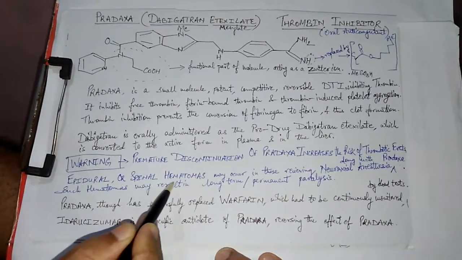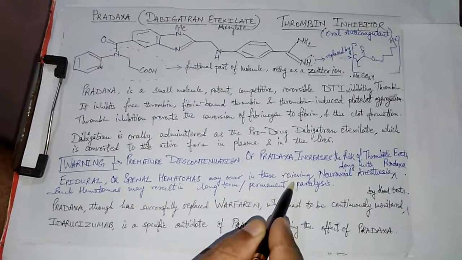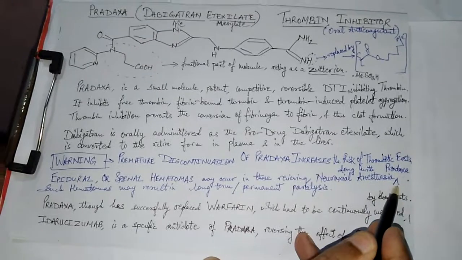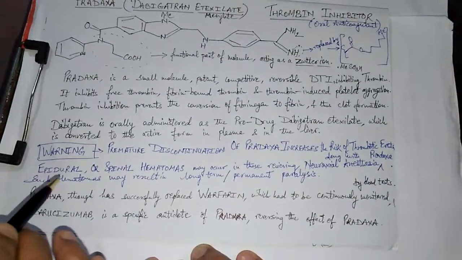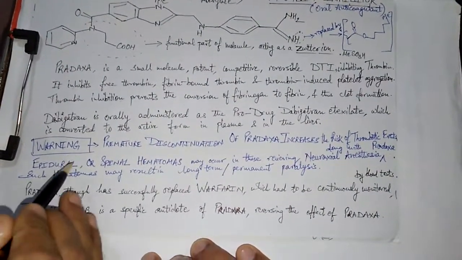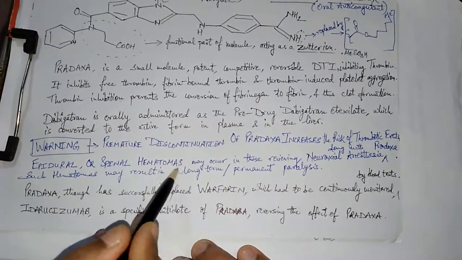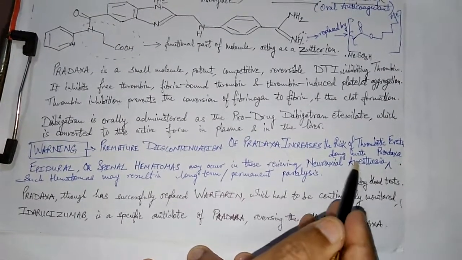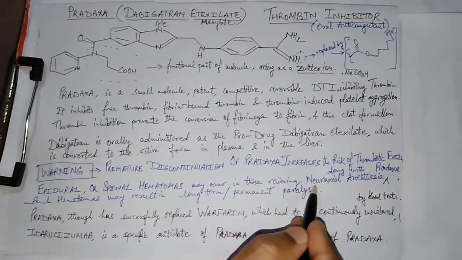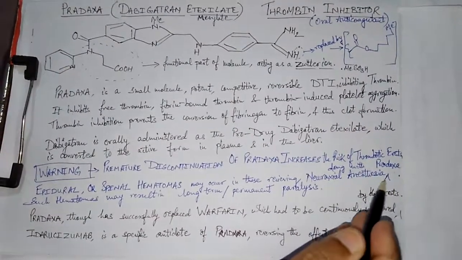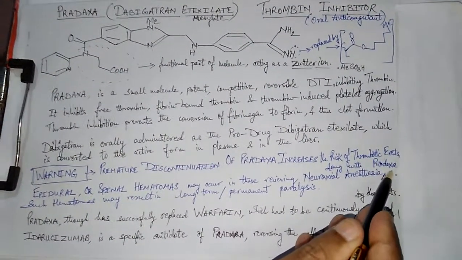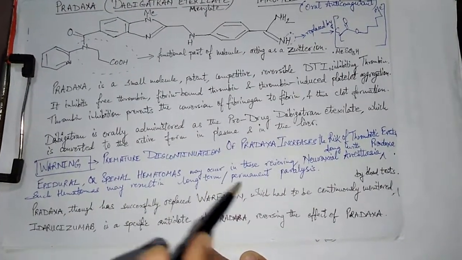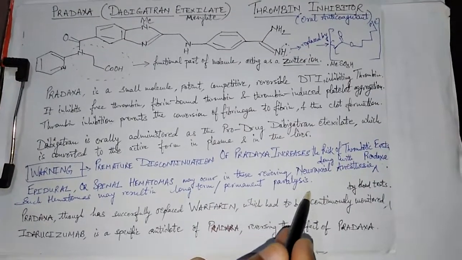Now, epidural or spinal hematomas may occur in those receiving neuroaxial anesthesia along with Pradaxa. Now, this is also a sort of contraindication which should be avoided. Epidural or spinal hematomas may occur in those receiving neuroaxial anesthesia along with Pradaxa. Those on neuroaxial anesthesia should be administered Pradaxa with extra caution. Such hematomas may result in long-term or even permanent paralysis.